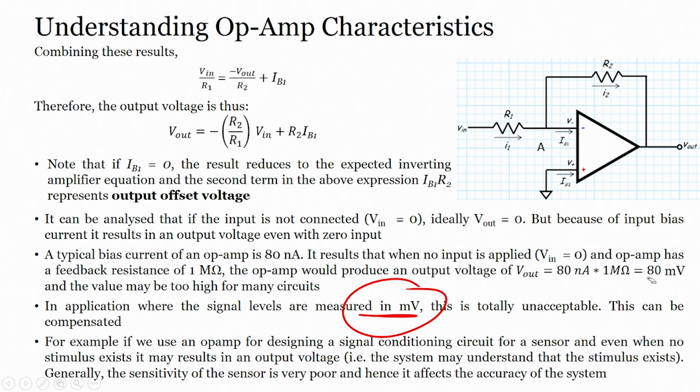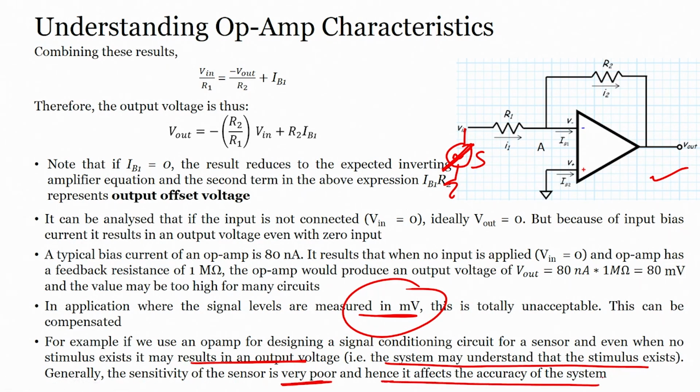Suppose I connect a sensor here, then without applying any stimulus to the sensor, we are getting some kind of output voltage. When the sensor changes its value, the output should change, but when I am not using the sensor at all, the output should be 0. But I see that there is a resultant output voltage. The system may understand that a stimulus exists. Generally the sensitivity of a sensor is very poor and hence this affects the accuracy of the system.